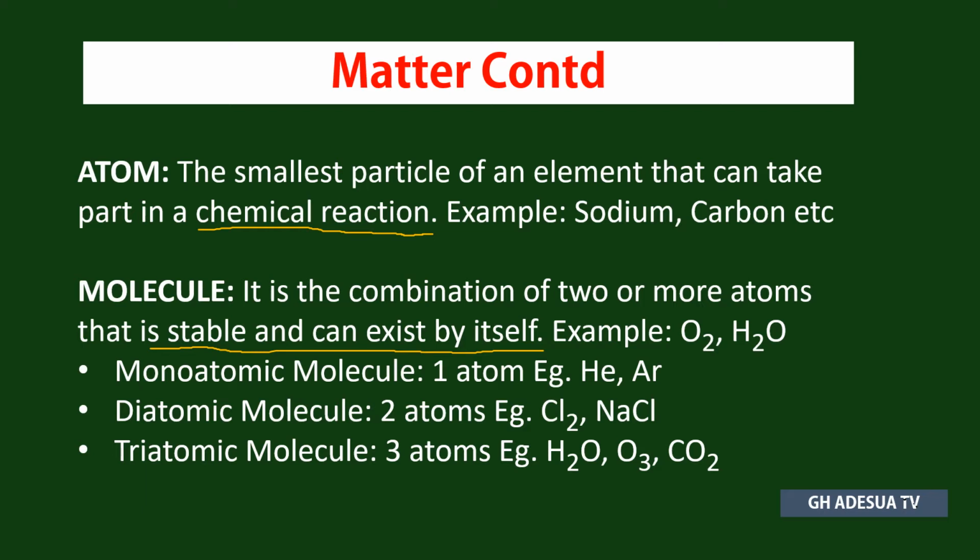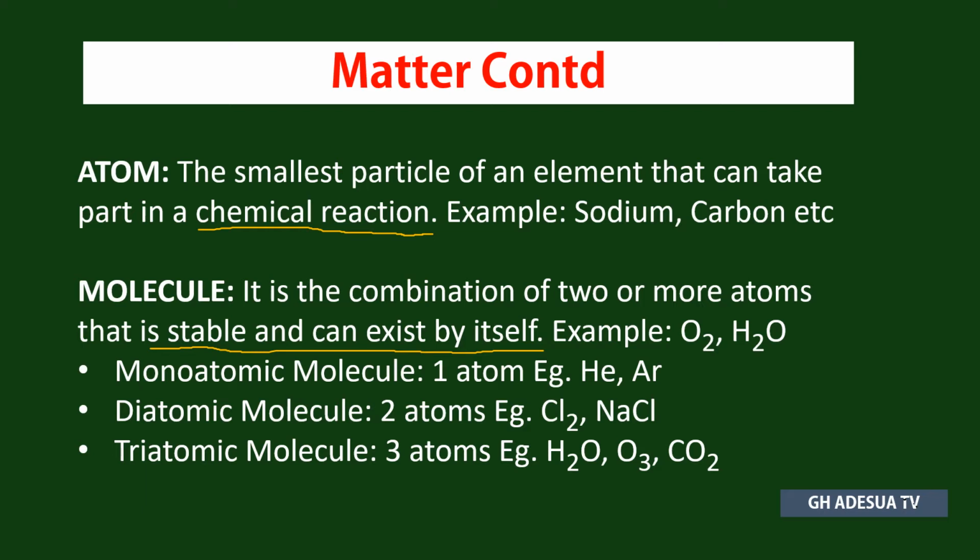And examples of these include oxygen. O2 means that two oxygens have come together. We said two or more. We have H2O, which means two hydrogens and an oxygen have come together. Now, by the number of atoms coming together, we can talk about a monoatomic, a diatomic, a triatomic, even a tetraatomic molecule.